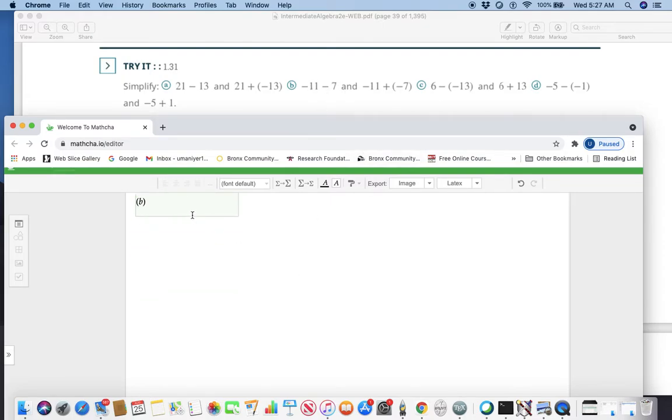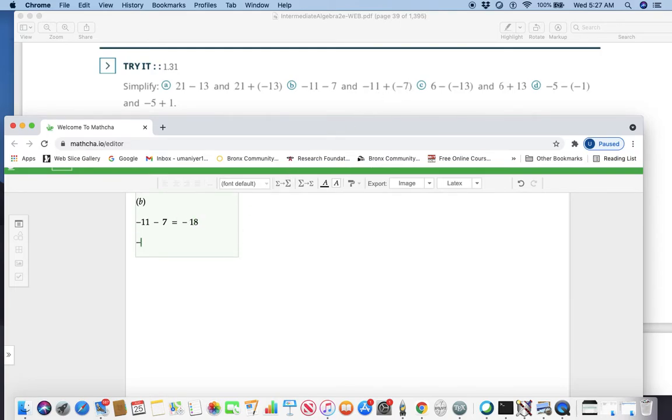Negative 11 minus 7. What does that mean? I'm starting in the red and I'm going to go more red, taking away 7, right? So this is negative 18.